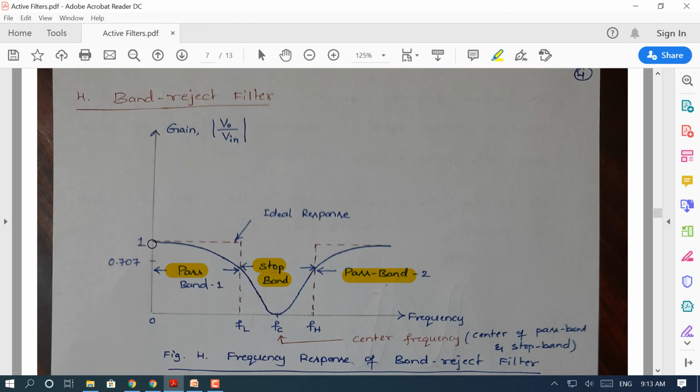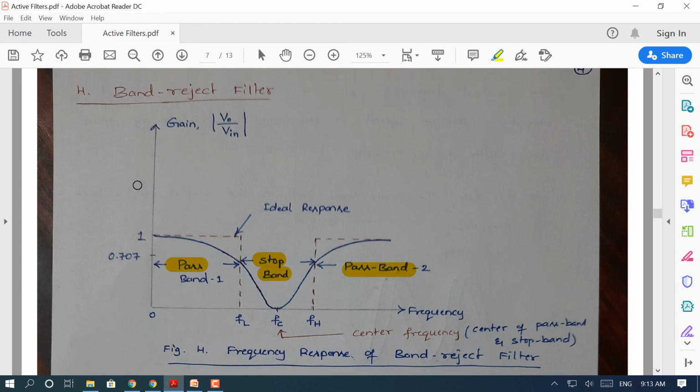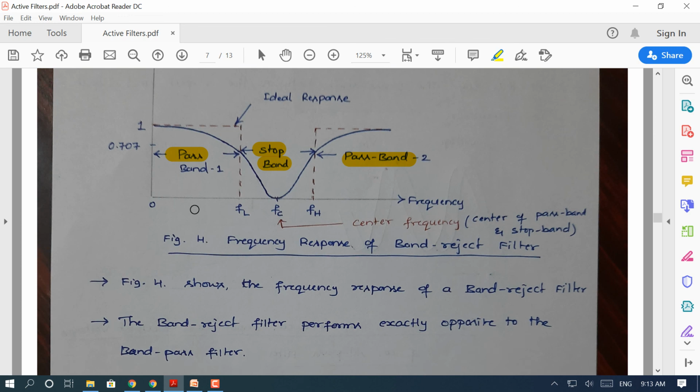So if we drop by 3 dB, we can measure the bandwidth also. This 0.707 corresponds to the drop of 3 dB. So that gain range can be used to calculate bandwidth. This is the frequency response of the band reject filter. The explanation is given below.